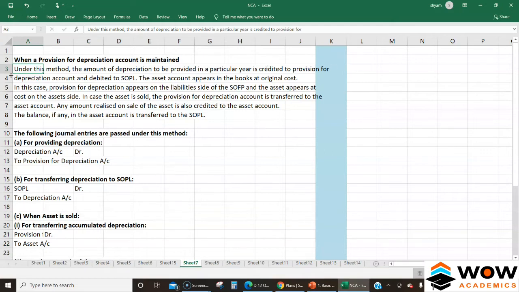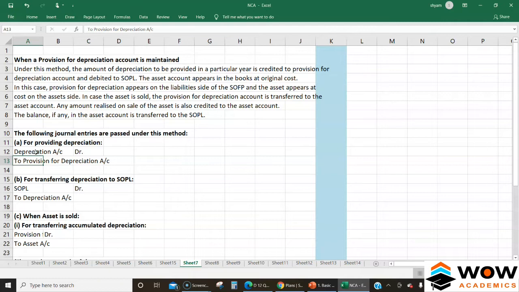for depreciation account. So whenever we are going to charge depreciation, we are not going to charge it to the asset. We are going to charge it to the provision for depreciation. So this account will always be in credit. Provision for depreciation is a liability side item. It will always be a credit item.